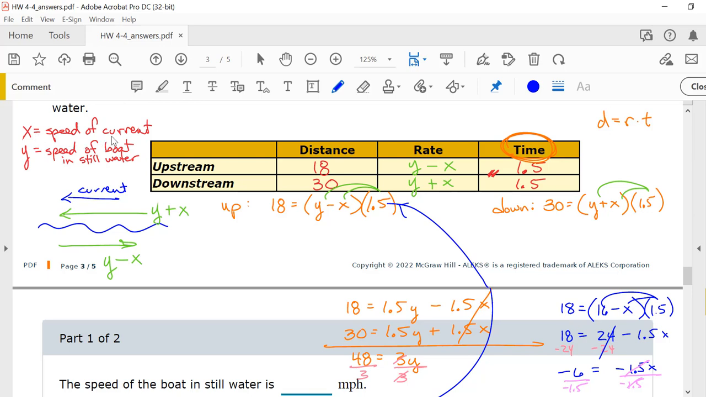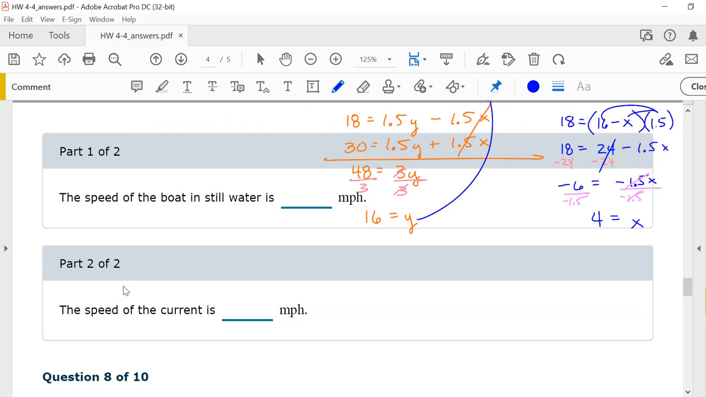All right, so what was my x, what was my y? X was the speed of the current. So the speed of the current is 4 miles per hour. And y was the speed of the boat in still water, which was 16 miles per hour.